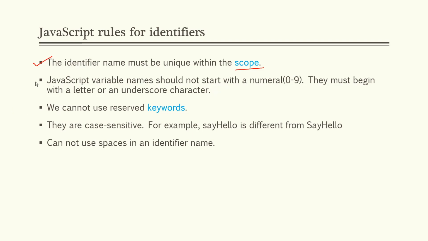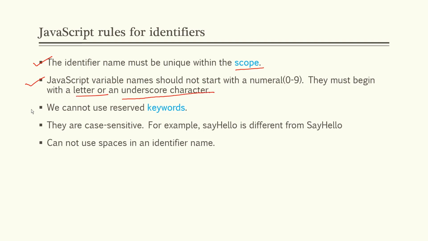Now, the second rule in the list would be JavaScript variable names should not start with numerical values like 0 to 9. Any numerical digit will be invalid if you are beginning the identifier name with any kind of numerical value from 0 to 9. They must begin with a letter or an underscore character.